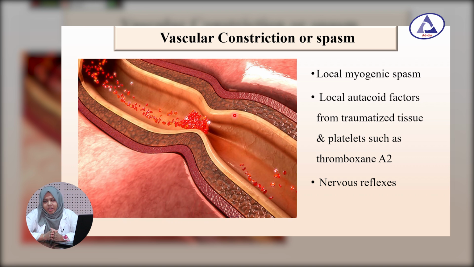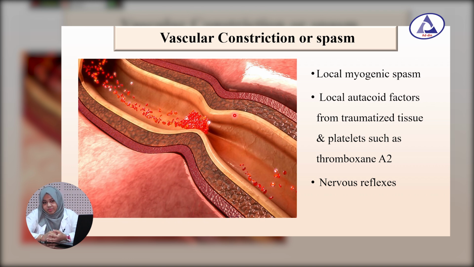Now, step number 1, vascular constriction or vasospasm. This is a very crucial step, because whenever a blood vessel is cut or ruptured, the cut end of the blood vessel starts contracting forcefully. This is known as the vascular spasm or vasoconstriction. Now, how does it occur?